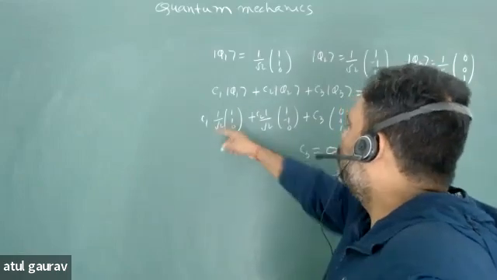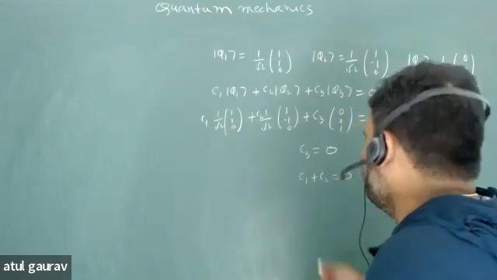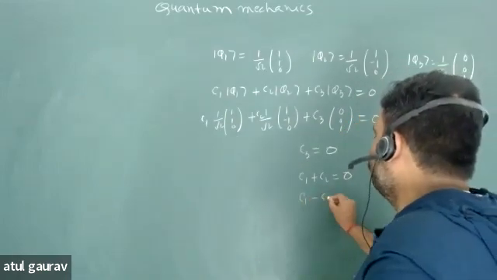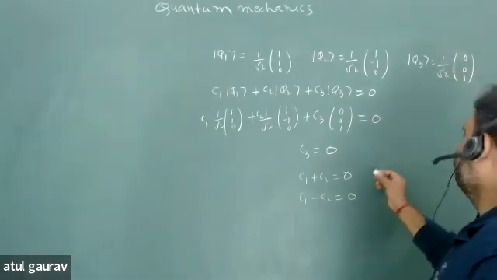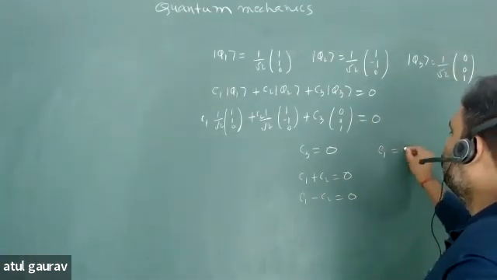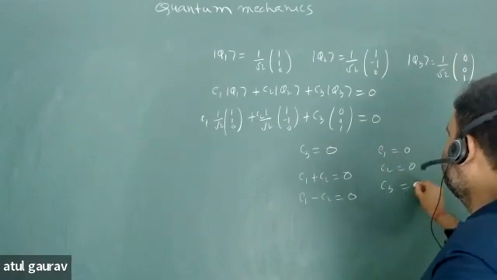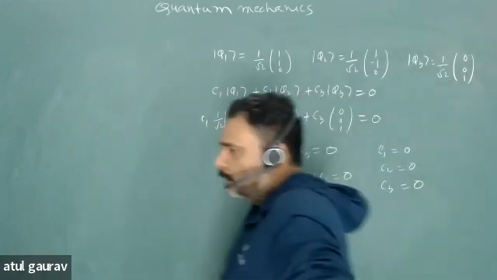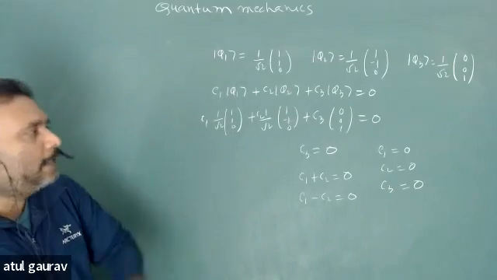From these two equations, you can take 1/√2 common, yes or no? And the second is what? C1 minus C2 is equal to 0. So from here, obviously we have only one solution. C1 is equal to 0, C2 is equal to 0, C3 is equal to 0. So they are what? Orthogonal. Sorry, they are what? Linearly independent.